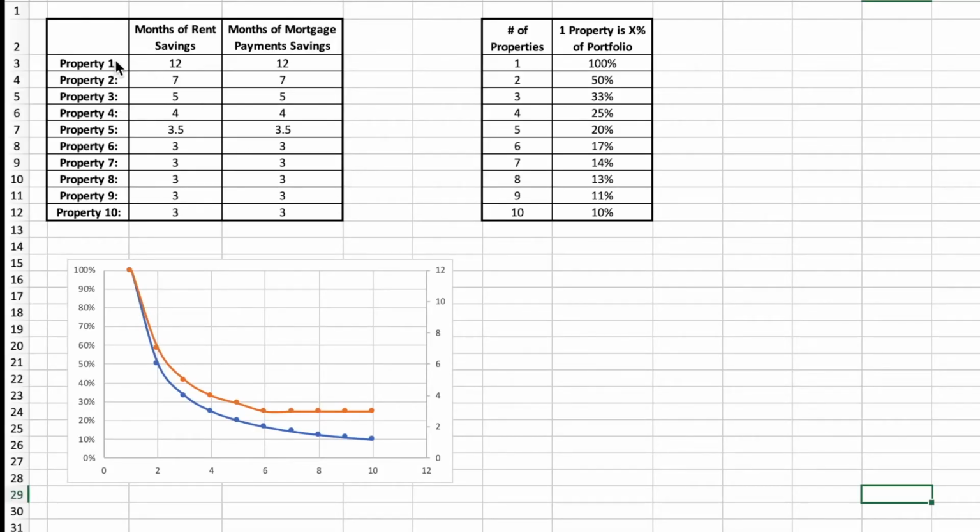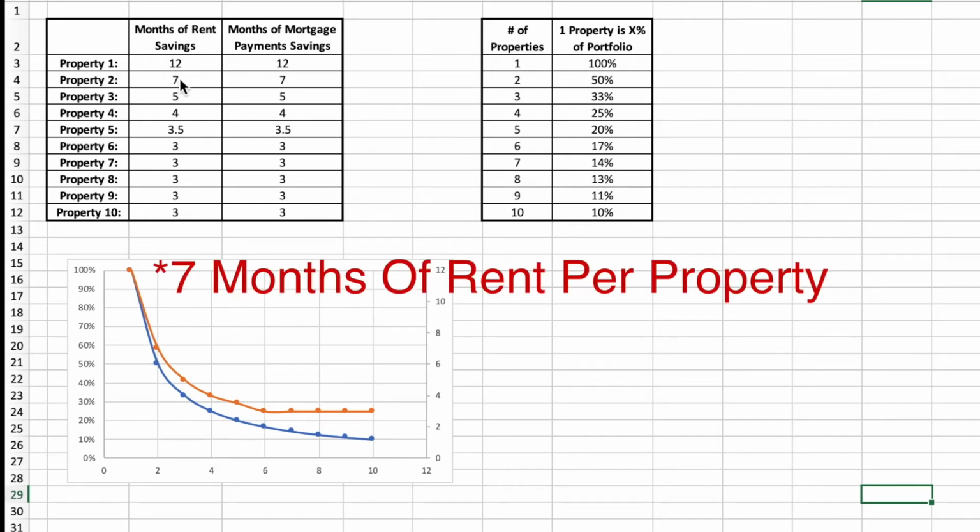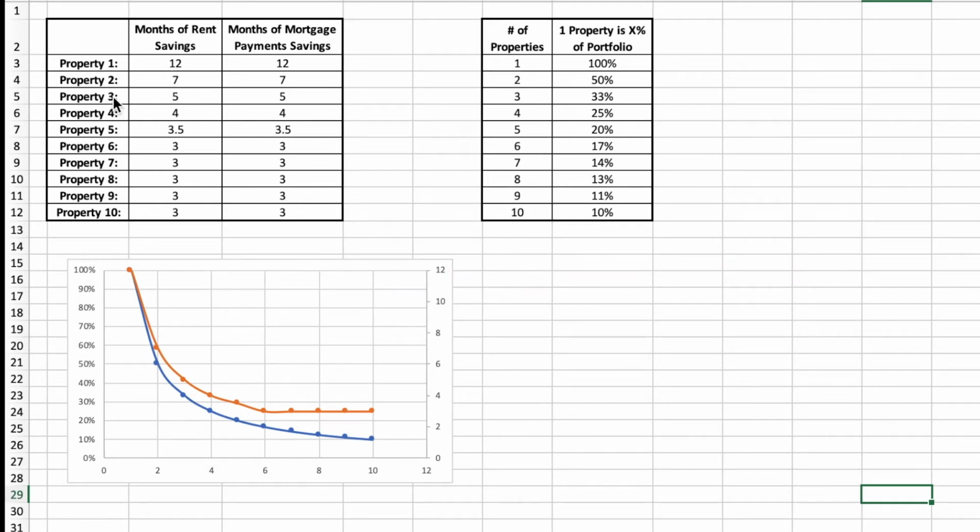If I have one property, I'm going to keep 12 months of rent in cash. If I have 2 properties, I'm going to save 2 months of rent per property. If I have 3 properties, then I'm going to save 5 months of rent per property. With 4 properties, I'll save 4 months of rent per property. With 5 properties, I will save 3.5 months of rent per property. And with 6 properties and beyond, I will save 3 months of rent per property.